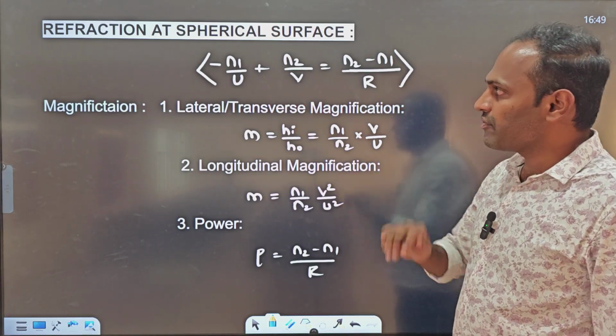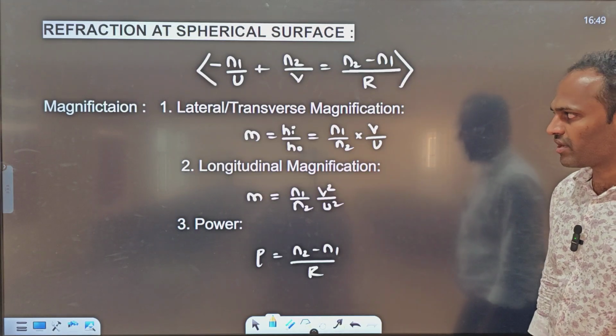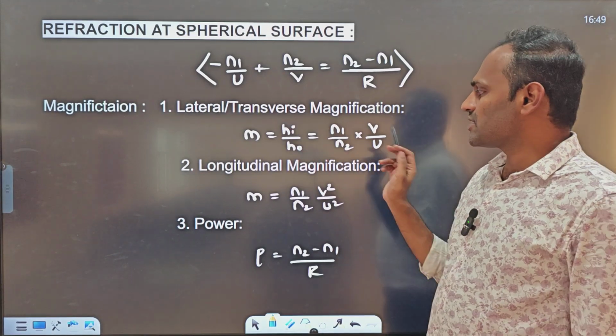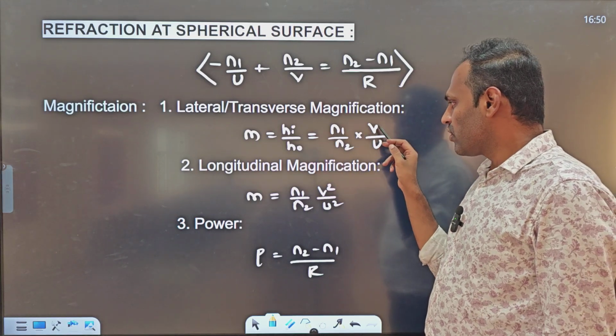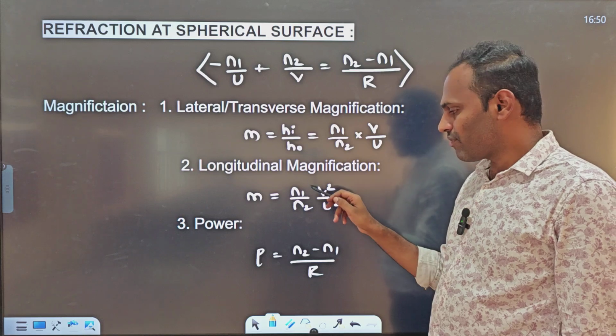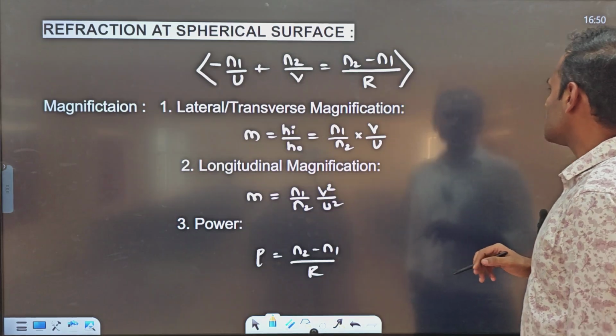Magnification comes in two types: lateral or transverse magnification and longitudinal magnification. Lateral or transverse magnification is height of image upon height of object, or n1 by n2 into v by u. Longitudinal is n1 by n2 into v square by u square. This is longitudinal magnification. What is the difference between lateral and longitudinal?